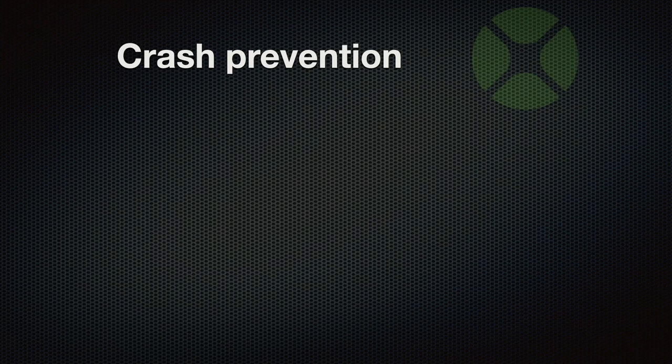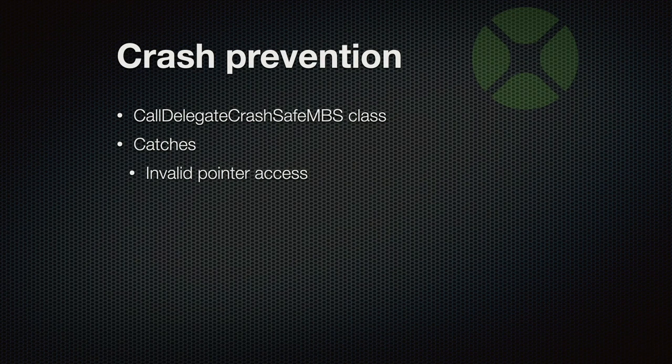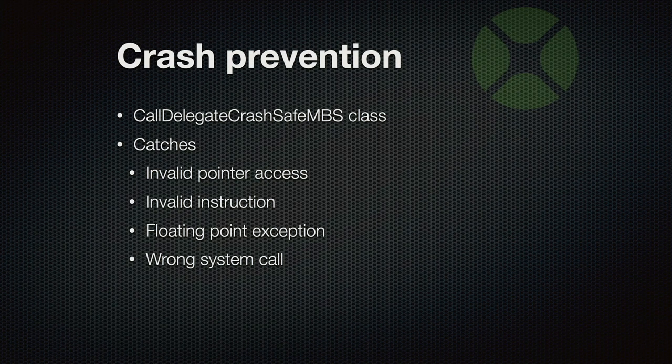And another interesting thing we made is crash prevention. So sometimes we have functions that sometimes crash. Well, shouldn't happen, yeah. But we got a model for that. So we can catch some things like invalid pointer access, invalid instruction. So the very things your application may get terminated for if you do that. So floating point exceptions, wrong system call, broken pipes, or bus errors. So if you have a memory address that's invalid, we can catch that.